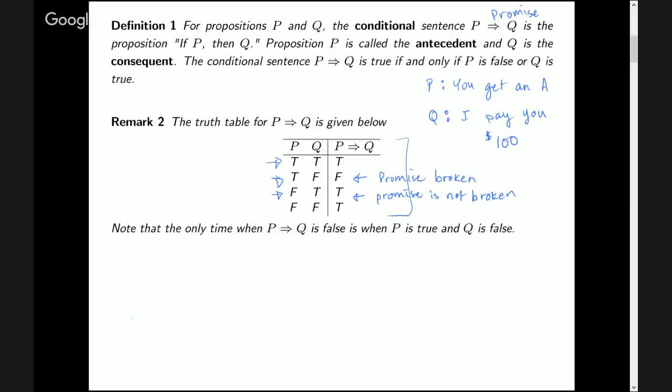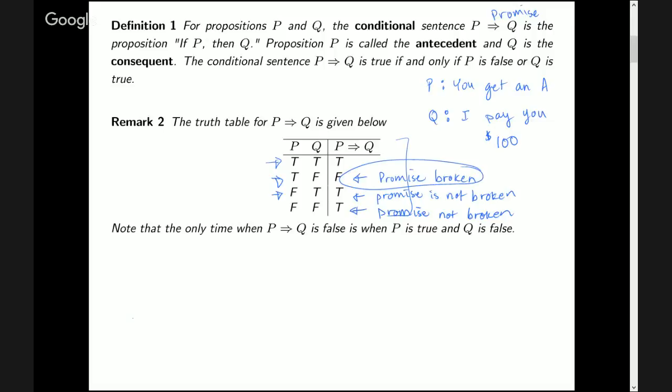And how about the last one? You didn't get an A, I didn't give you $100. Did I break my promise? No. The promise is still not broken here. The only one where the promise is broken is that second one. If your part of the agreement is upheld and the conclusion doesn't follow, then it's a false statement. That is the hardest thing for people to think of. If P is correct and Q is not correct, then P implies Q is a false statement.